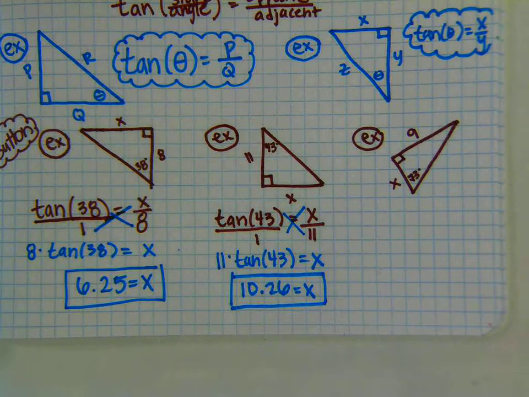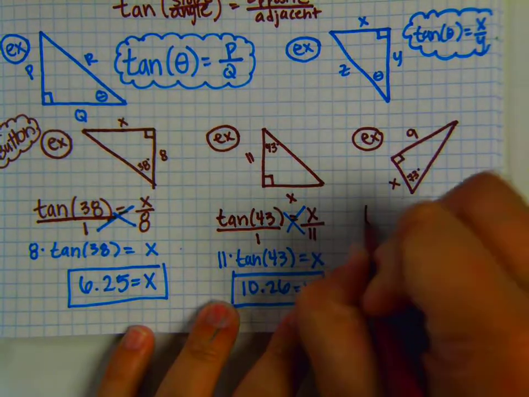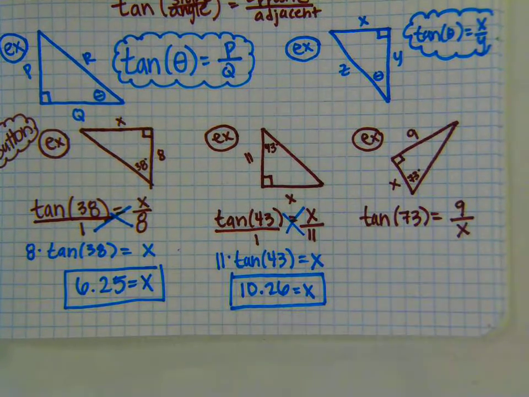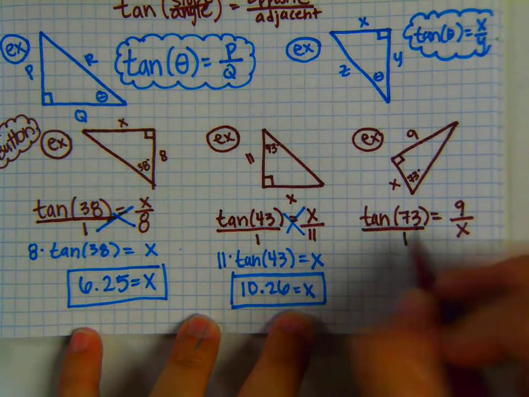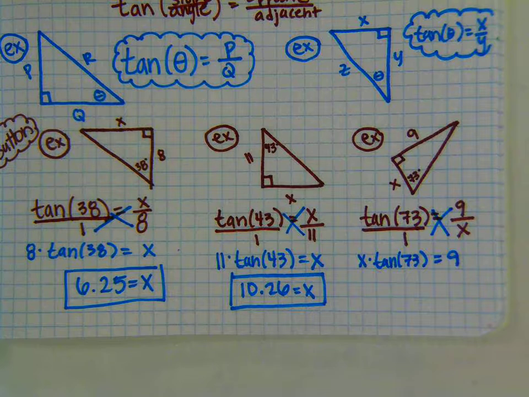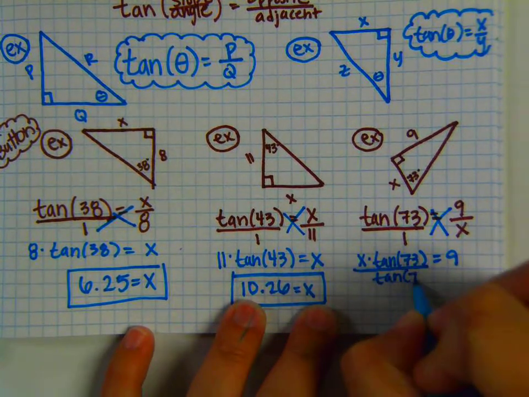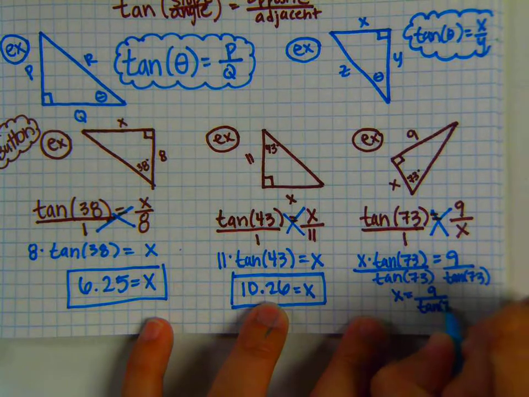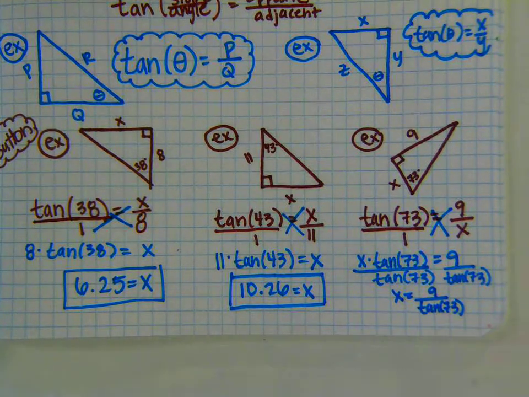The next one's a little bit different, so try your best on it. See if you can figure out what to do. So this one will be tangent of 73 equals, what's opposite of 73? 9 over x, which is obviously different because now my variable's in the denominator. So when that's the case, we still cross multiply, but now we're going to get x times the tangent of 73 equals 9. But now how do I get x by itself? Divide it, yeah. You're going to divide by the tangent of 73. So that means x equals 9 divided by the tangent of 73. And you put that right in your calculator exactly as it's written. Okay, practice putting that in your calculator.